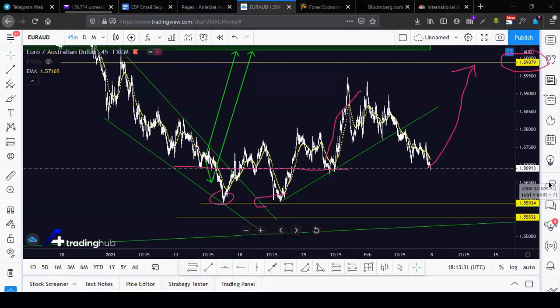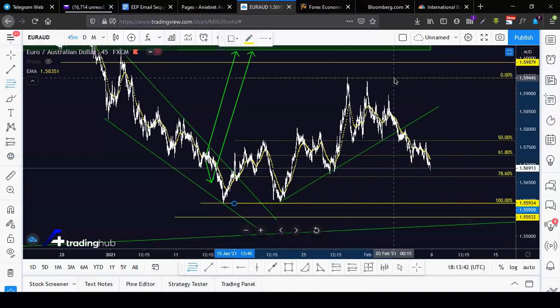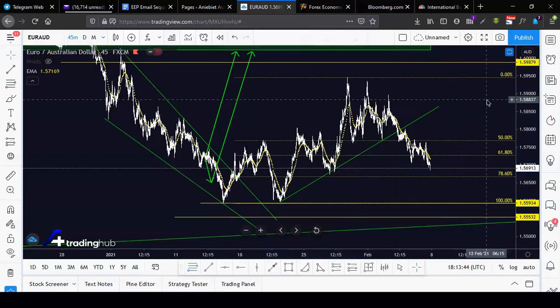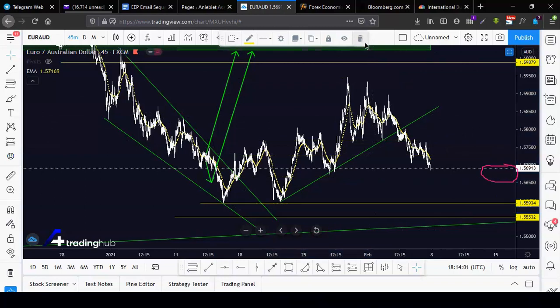So how can we look for entries? Let me look at Fibonacci and see how far this retracement has gone. This was the first impulse up. So our price is approaching the 78% retracement level. This is the 78% retracement level. So for next week, this is what you would need to watch out for. Watch out for price to tag this level, that is the 565 zone, this level here.